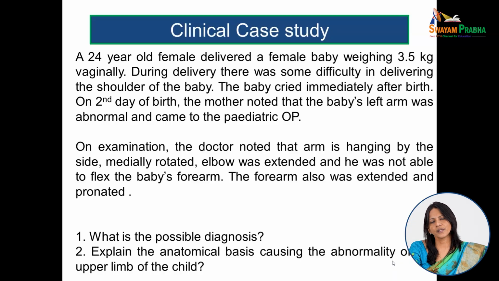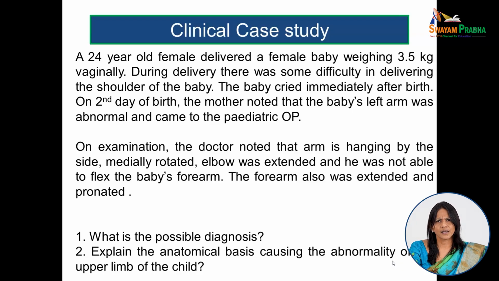A 24-year-old female delivered a female baby weighing 3.5 kg vaginally. During delivery, there was some difficulty in delivering the shoulder of the baby. The baby cried immediately after birth. On the second day of birth, the mother noted that the baby's left arm was abnormal and came to the pediatric OP. On examination, the doctor noted that the arm is hanging by the side, medially rotated, elbow was extended.